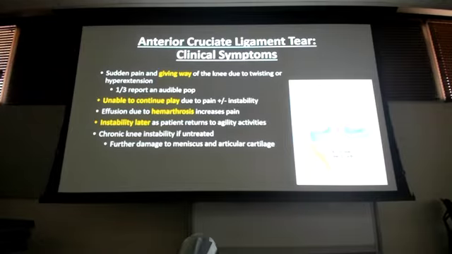Okay? All right, when it comes to ACL tears, clinical symptoms are sudden pain and giving way of the knee due to twisting or hyperextension, and 1/3 report an audible pop. We talked about this before with the biceps tendons, right, when they pop. That's why I use the term Achilles tendon, that sounds like a gunshot blast in the back of their heel, the back of their ankle, right? So they report they heard it. Unable to play, I put that in bold gold. They're unable to return to play, and they have plus or minus instability.